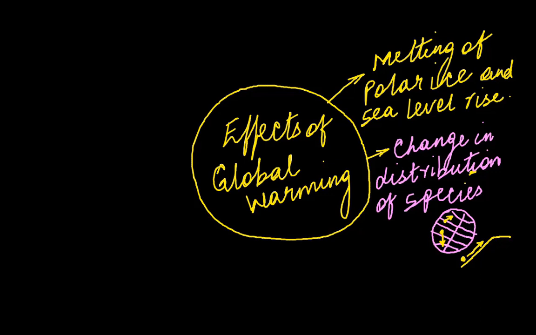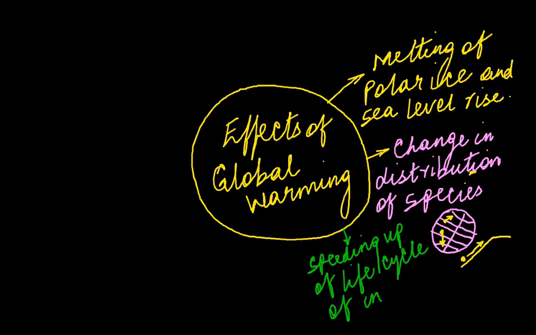Is it clear? Another effect of global warming is speeding up of the life cycle of insects. Insects are cold-blooded, and the incubation temperature of the eggs and the larvae, growth, development, all that is temperature dependent. Now, if temperature increases, the insect life cycle will speed up. And instead of, let's say, a life cycle of 28 or 30 days, that may go down to about 15 to 18 days. So every 15 or 18 days, you will get a new generation of insects.